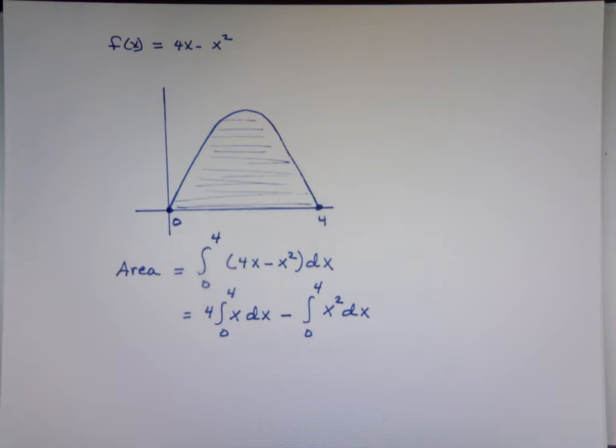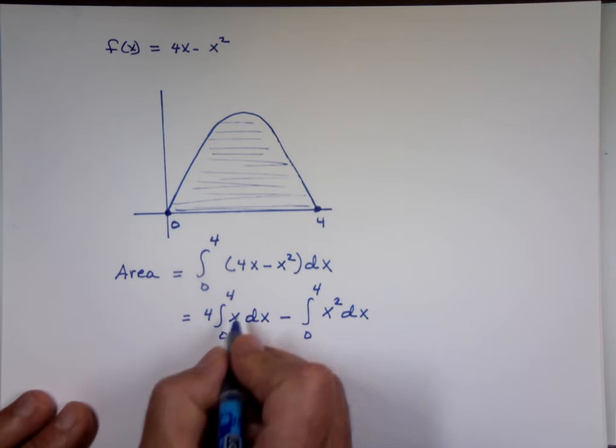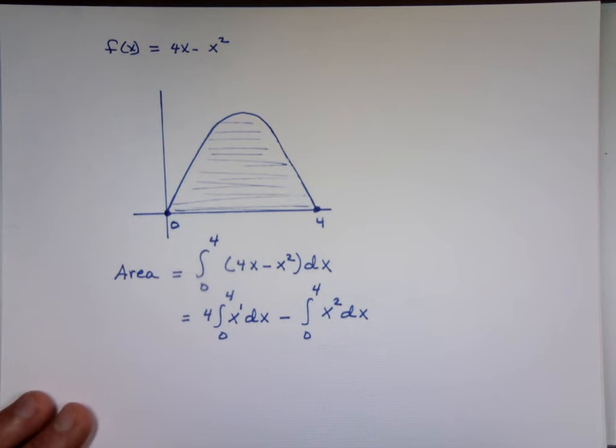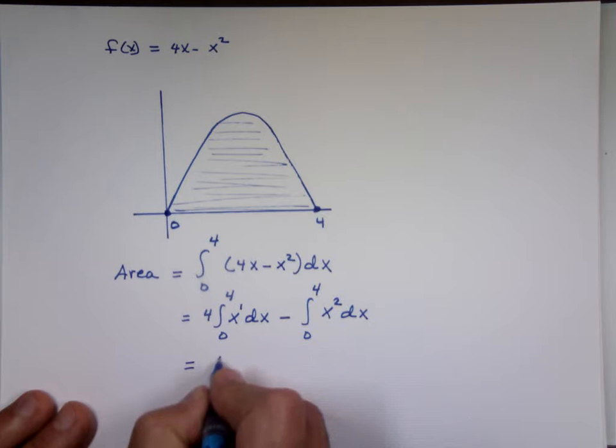So now, this is x to the power of 1. You're always going to add 1 to the power and divide by the new power.